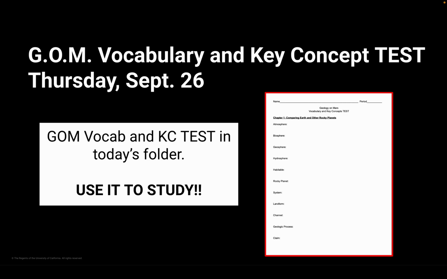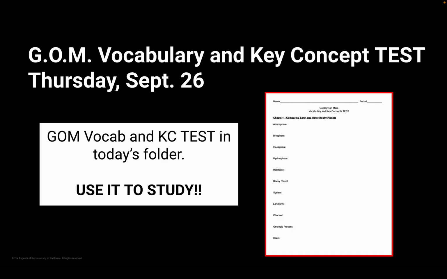All right, second thing I want to show you is you probably already noticed, but I want to explain it to you. In today's folder, you will see a copy of your GOM vocabulary and key concept tests. The vocabulary and key concept test is a week from today, Thursday, September 26th. This is exactly what you will get one week from today. Use this to study your vocab and your key concepts, okay?